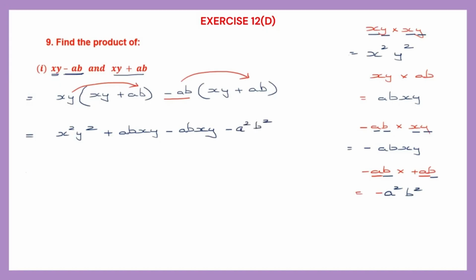So let's write our answer. X square y square. Now look at this. Here we have plus abxy and here we have minus abxy. That means this is plus 1 and this is minus 1. Plus 1 minus 1 is 0. So these two will get cancelled. So what is left is minus a square b square, which comes after that. So this is the final answer. X square y square minus a square b square.